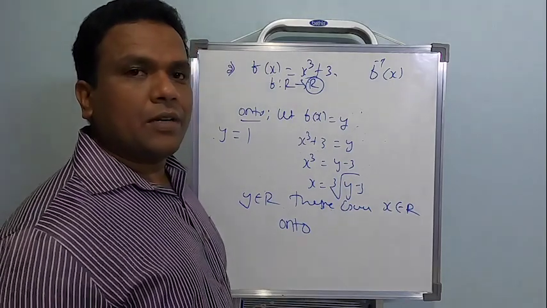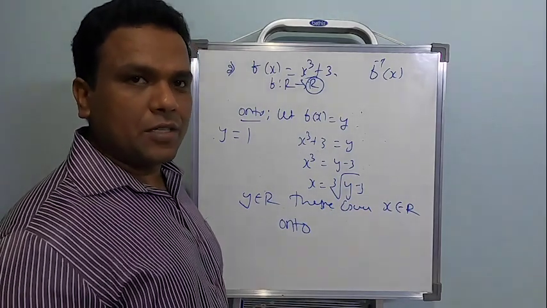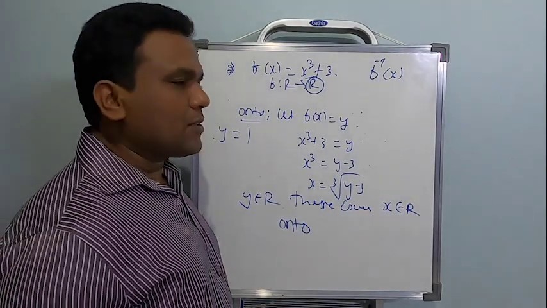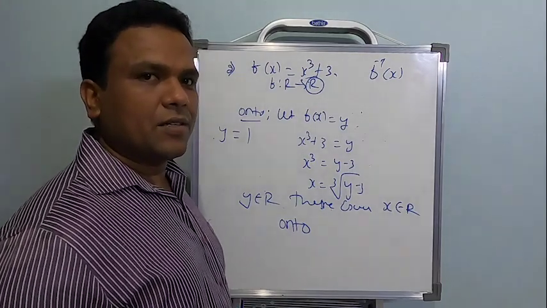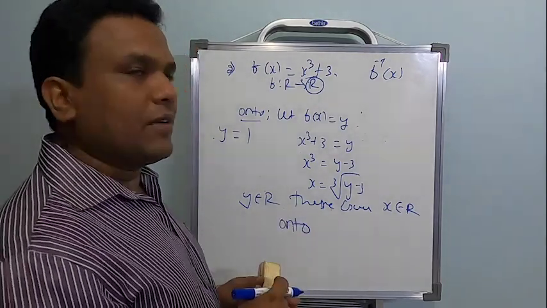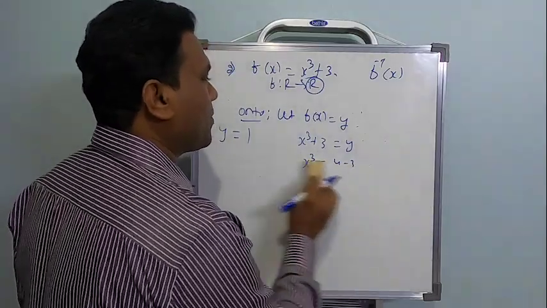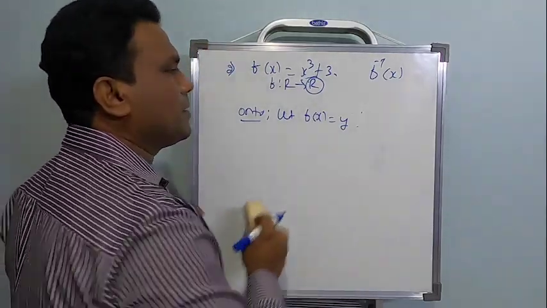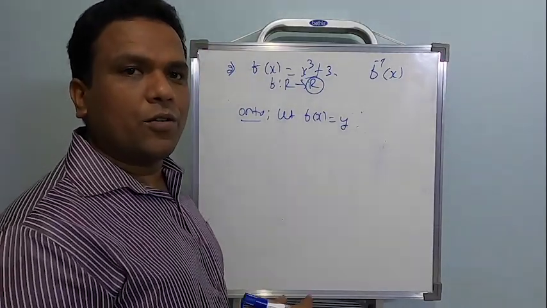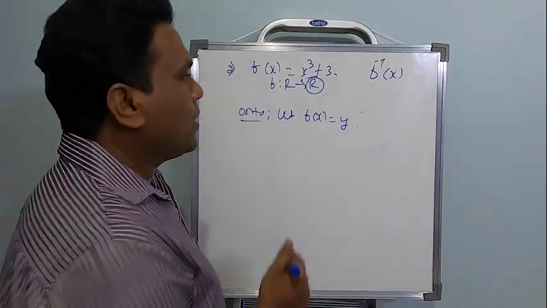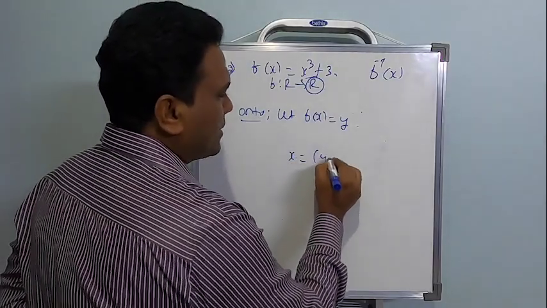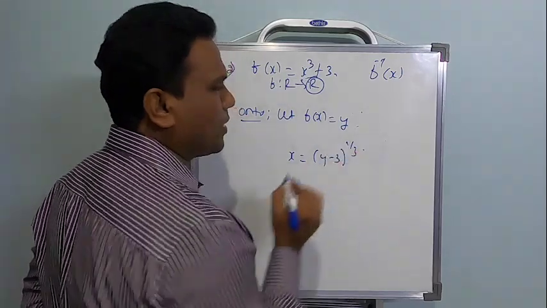The given function is one-one, it is onto, therefore the given function is bijective. Then they will ask you what is the inverse of the function. Now how do you check onto? This is one way. I told you there is one more way. If you remember, there is one more way of finding onto. What is the other way of finding onto? What is the value of x? I got x equal to (y minus 3) whole power 1 by 3.